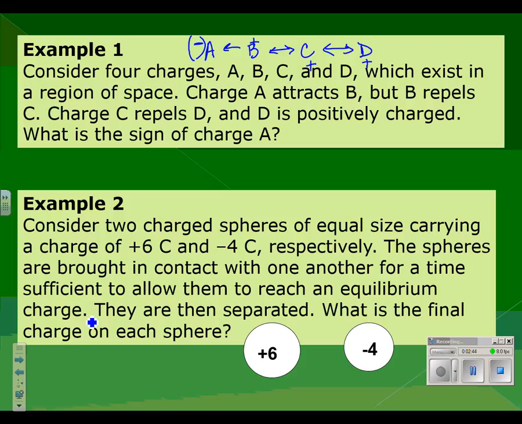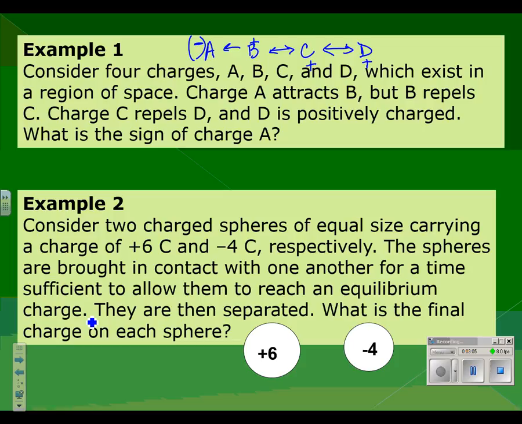Consider two charged spheres of equal size, carrying a charge of +6 coulombs and -4 coulombs, respectively. The spheres are brought in contact with one another for a time sufficient to allow them to reach an equilibrium charge. They're then separated. What is the final charge on each sphere?